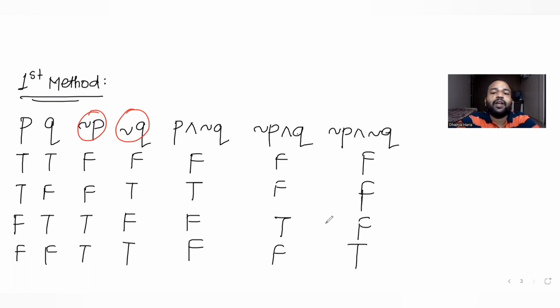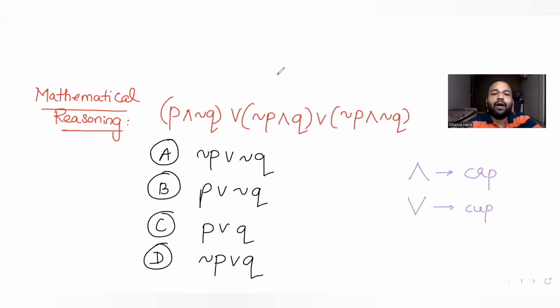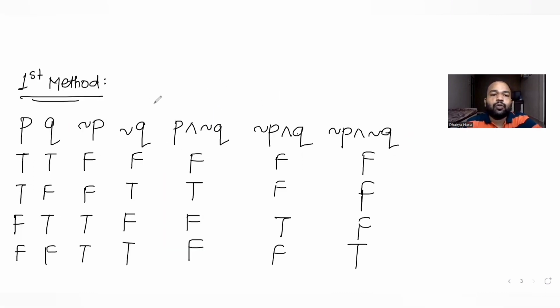So from this idea, we get that F, F, F, and T. Now let's find out what we have been asked for. We have been told that in this statement, we have already found all three brackets. Now we just need to apply cup between them. So let's apply cup between the first two brackets.